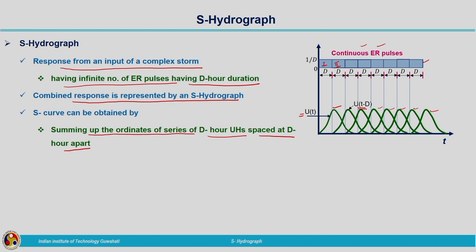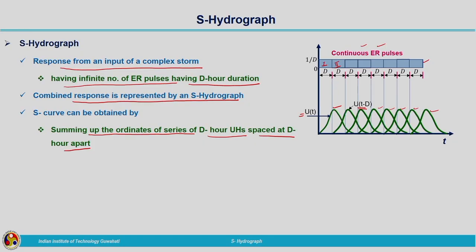Here, what we have done is divide the complex storm into continuous effective rainfall pulses of dr duration, one after the other. The responses from these pulses can be plotted by means of unit hydrographs coming as responses from the catchment one after the other. To plot the combined response from the catchment, we sum up the ordinates of each and every unit hydrograph with a lag of dr. That is, we are making use of the principle of superposition here, and finally the combined response of the catchment can be represented by the S-hydrograph. The ordinates of the S-hydrograph are obtained by summing up the ordinates of a series of dr unit hydrographs. So, it can be plotted like this.